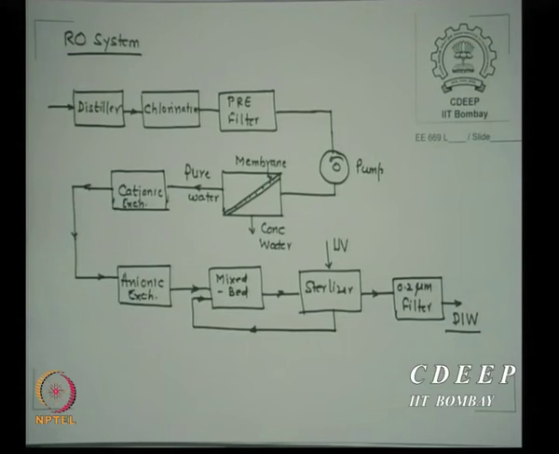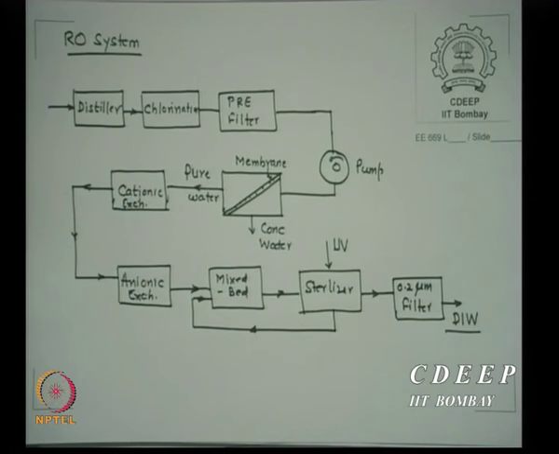Here is a typical reverse osmosis system which is installed in every VLSI fab lab, which creates this DIW, which is called deionized water. What we do is, we have a distiller in which water is first boiled and then the vapors are collected. This relatively pure water after distillation is then added some chlorine compounds, and that's called chlorination. Once it passes through chlorination, much of the bacteria are actually killed.